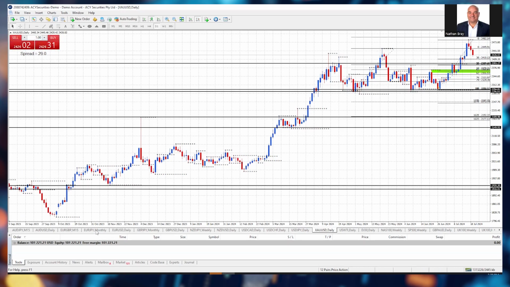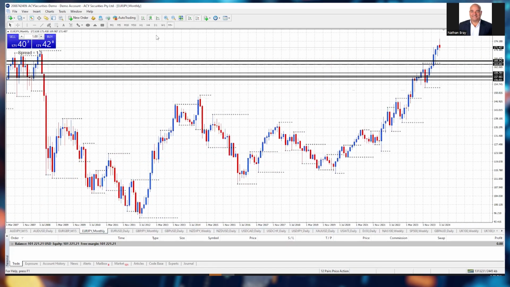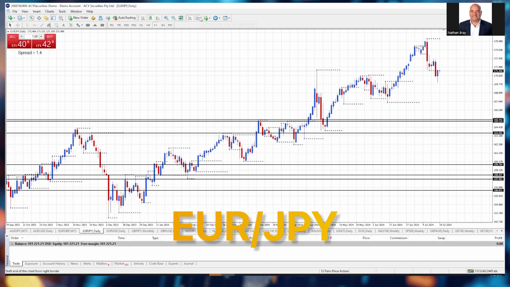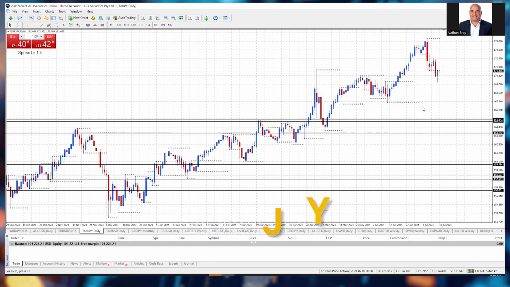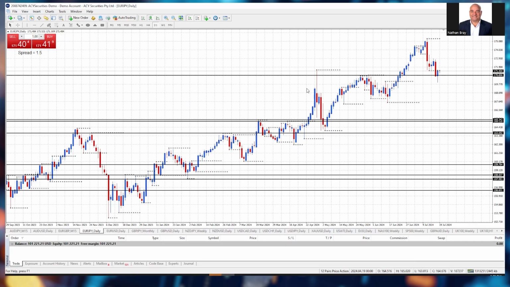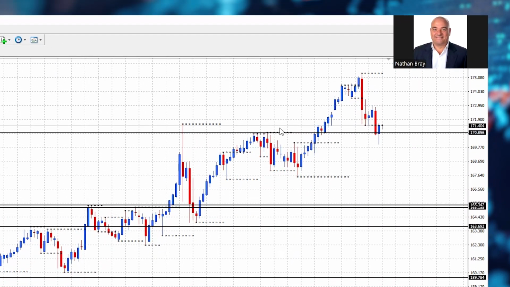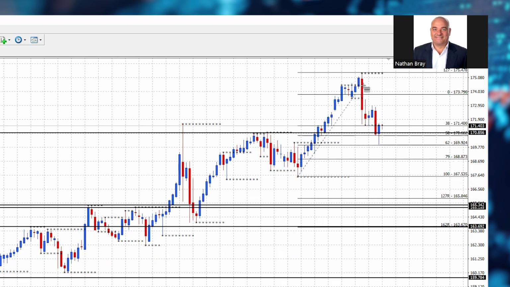Let's look at some that don't really add up. So let's go to Euro Yen. And we'll go to a daily. And I look at this Euro Yen at the moment, and you can see it's very much like the Aussie Yen, where it's very similar, isn't it? So let me just draw in that one as well.